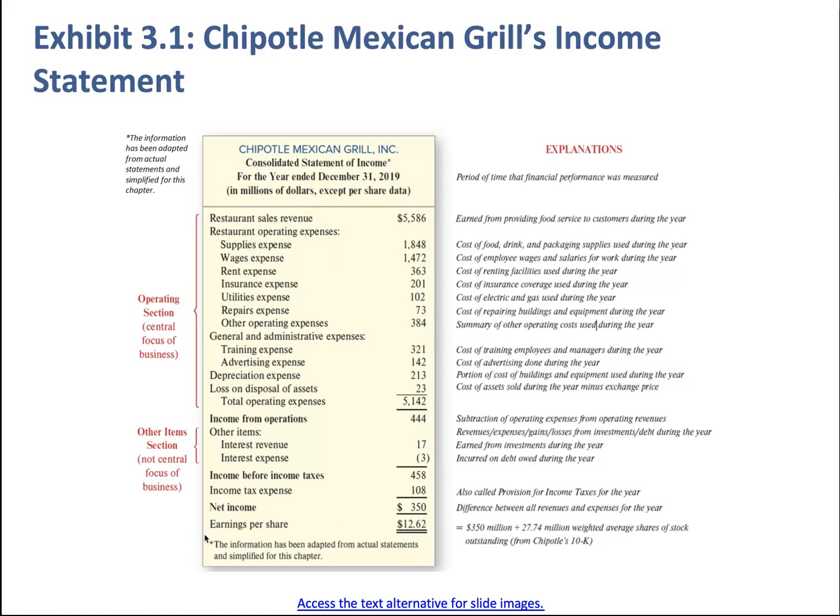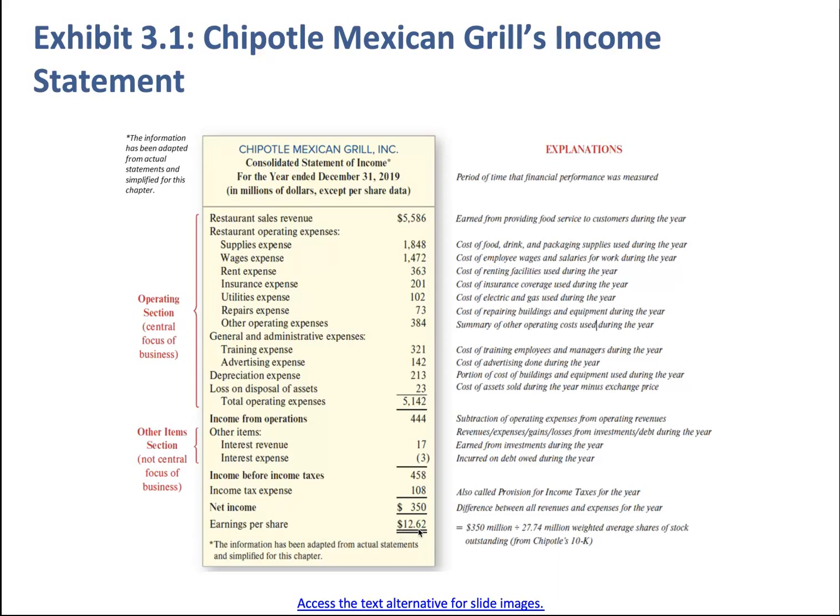Usually underneath the income statement, companies report something called earnings per share, EPS. Earnings per share is just the net income divided by the number of shares outstanding in the market. We're going to talk about shares outstanding in chapter 11, but you just need to understand the idea that EPS is an indicator of how profitable the firm is for each share that the shareholders hold. So EPS of $12.62 means for each share that a shareholder holds, the earning for that particular share is $12.62.